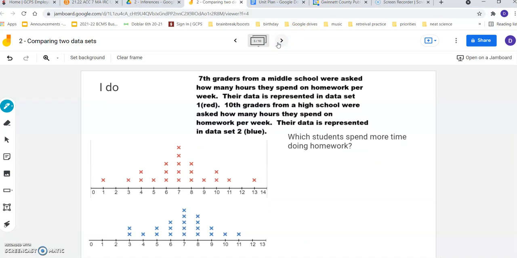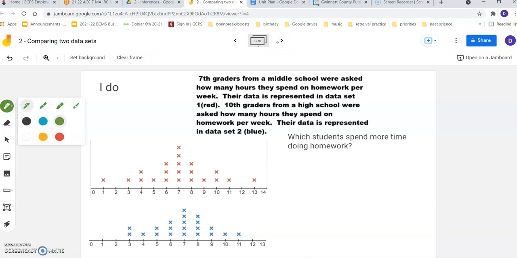So let's look at something like this. What if we had two sets of data for the same question? So this says 7th graders from a middle school were asked how many hours they spend on homework per week. Their data is in the red. 10th graders were also asked how many hours they spend on homework per week. Which students spend more time doing homework? Well, hard to tell.